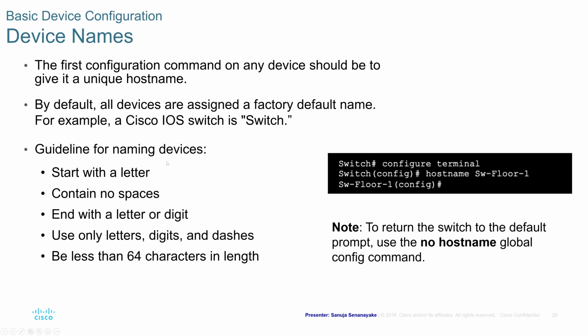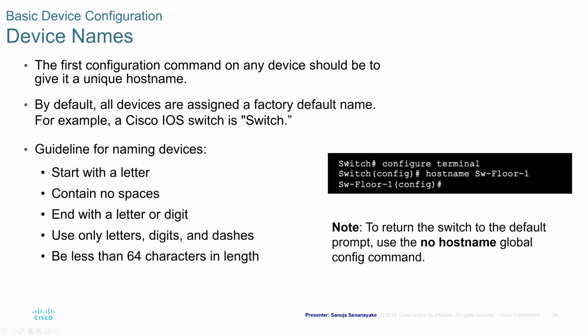The guideline we give for typically naming a device: start with a letter, contain no spaces, end with a letter or a digit, only use letters, digits, and dashes, and be less than 64 characters in length. For example, this guy started with switch, went into the configure terminal, and went host name and entered a host name for that device. It's called SW-floor-1. It makes sense. It's basically saying this is a switch on floor 1.